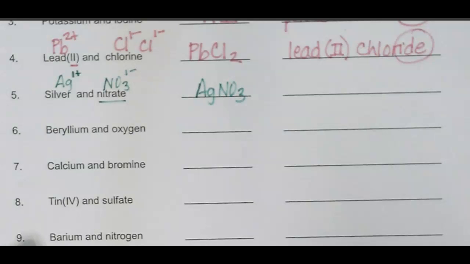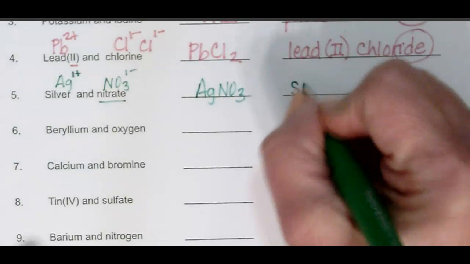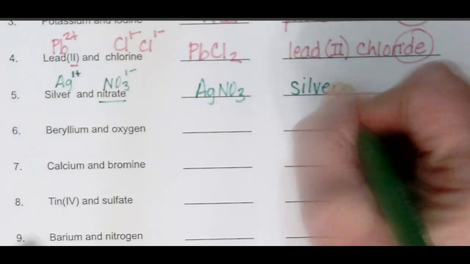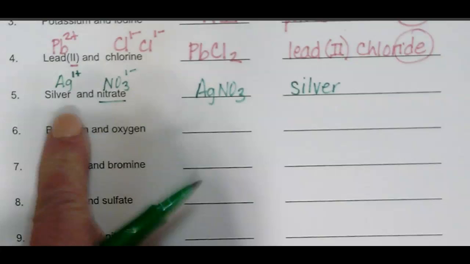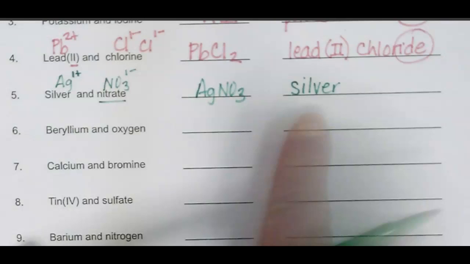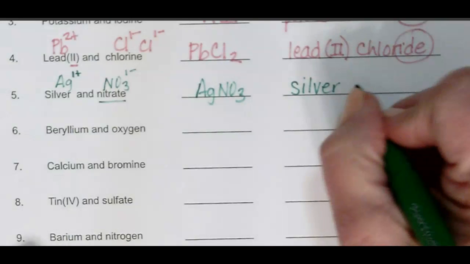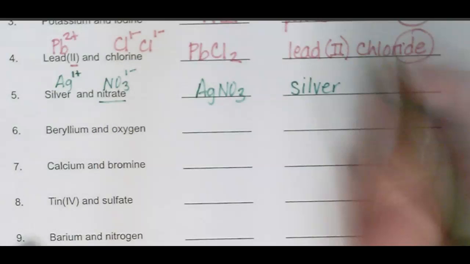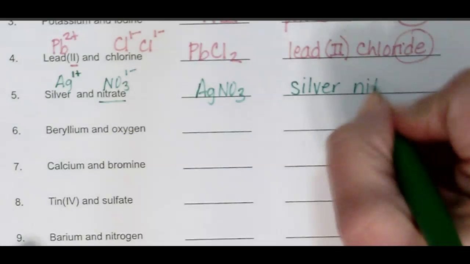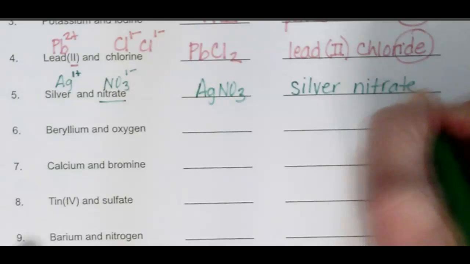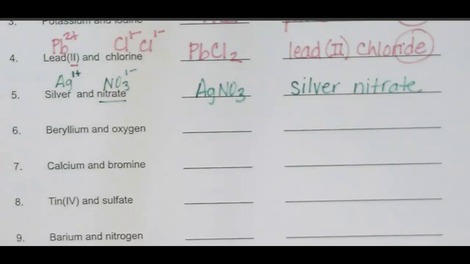And the name of it then would be silver. Silver does not have multiple charges. You don't see a Roman numeral here. Therefore, there's not going to be a Roman numeral here. And then again, the polyatomic name never changes. So silver nitrate. I'm going to have to go back to my other marker. This one's about to die.